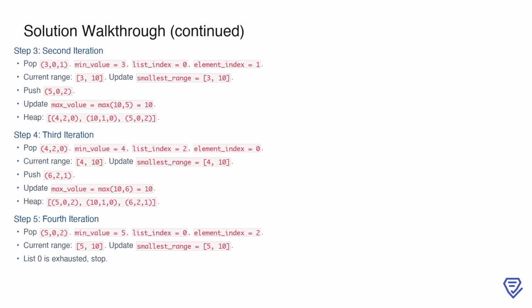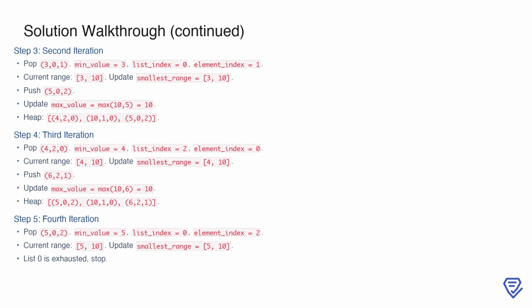In the fourth iteration, we pop (5, 0, 2) from the heap. The smallest value is now 5, resulting in a range, [5, 10]. We update smallest_range to [5, 10]. At this point, list 0 is exhausted, so we stop processing.